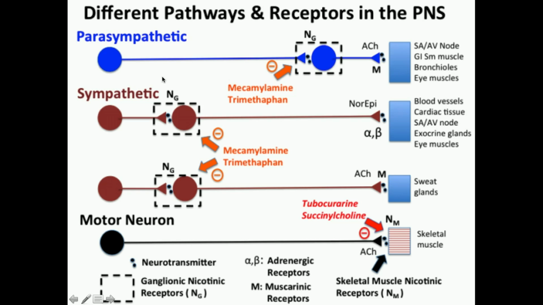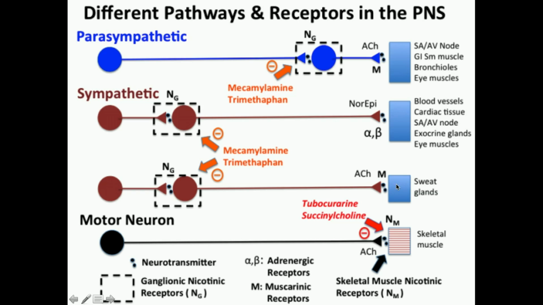Muscarinic receptors are going to predominate on the parasympathetic division of the autonomic nervous system. You can see that the target organs are full of muscarinic receptors in the parasympathetic tracts. So SA and AV nodes, GI smooth muscle, bronchioles, eye muscles. If you really think about it, anything that the parasympathetic nervous system does, your muscarinic receptors are going to take care of.